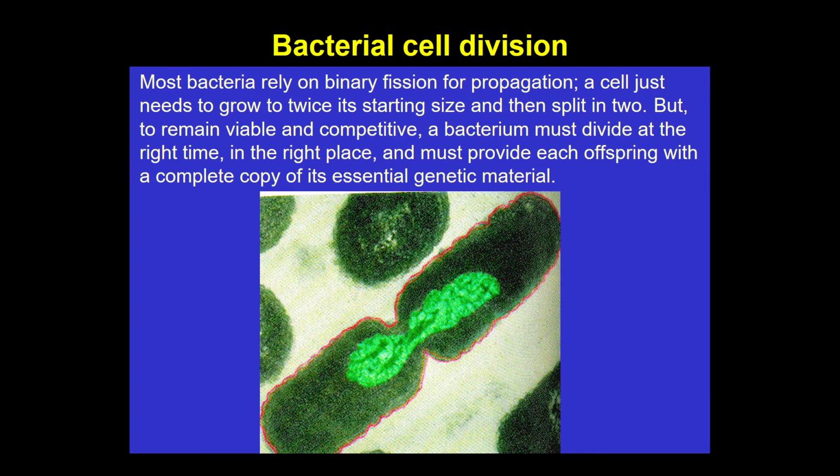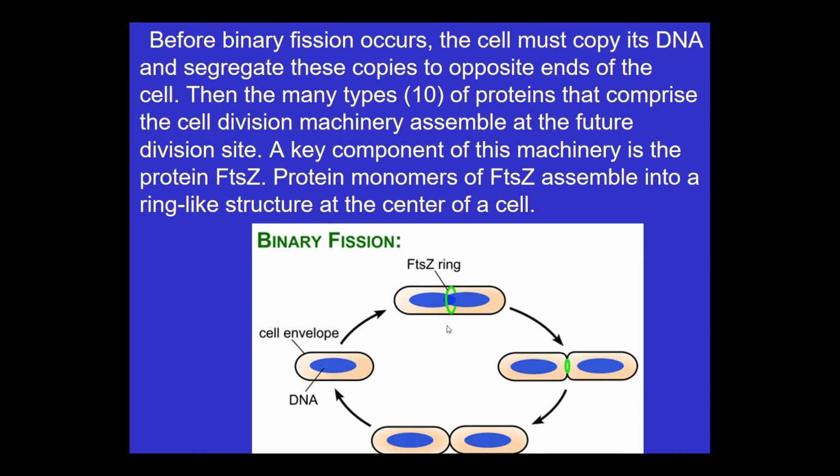Bacteria divide by binary fission, and that is the way of bacterial propagation. A cell just needs to grow, but to remain viable and competitive, a bacterium must divide at the right time, in the right place, and must provide each offspring with a complete copy of its essential genetic material. So you can see the process right here of dividing, producing the septa in between two daughter cells.